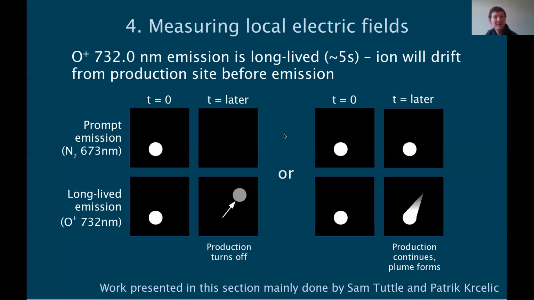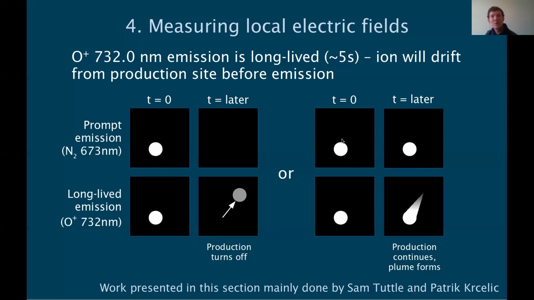So if I show this cartoon of what we might expect to see in a prompt emission, like the N2 emission, we've got some production going on here, some precipitation which is producing that emission, and it's producing emission in both filters. Sometime later, the production has stopped, so this prompt emission is turned off, but we see this long-lived emission drift from that production site. And we look at where the emission has ended up, and we could track that drift, and then work out the velocity of those O+ ions.